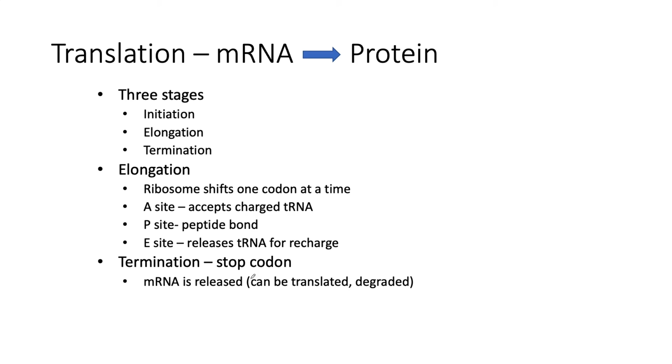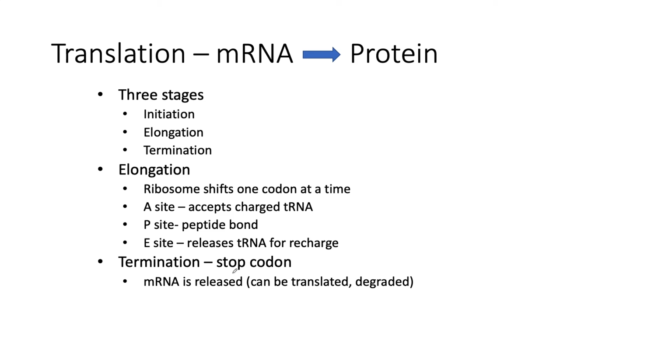So elongation in words would say 1 codon at a time shifts. The tRNA initially comes into the A site, then it shifts to the P site. That peptide bond is formed. A peptide bond, recall, is just a bond between 2 amino acids. So that peptide bond forms so that those two amino acids are bonded together, and then that tRNA moves to the E site, is released, can find another amino acid.